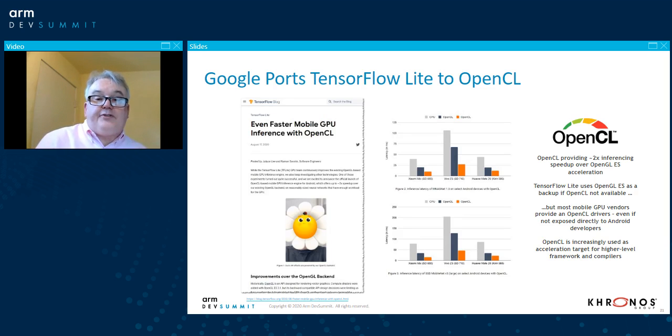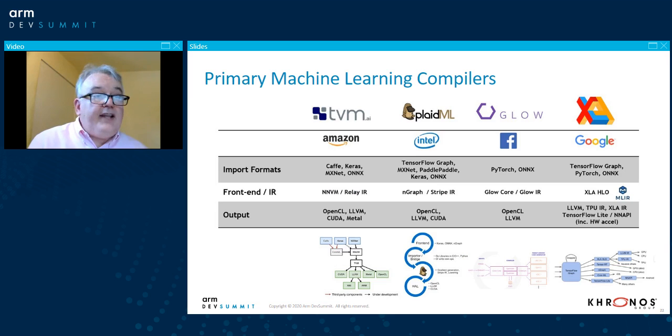As an example of OpenCL's growing usage in the mobile industry, Google recently announced a port of TensorFlow Lite to OpenCL to complement its existing OpenGL ES backend. The OpenCL port delivers twice the accelerated inferencing performance on the same device and over 4 times the performance of unaccelerated inferencing. Even though not officially exposed as part of the Android platform, OpenCL is often provided by mobile GPU vendors, and it is increasingly being used as an acceleration target for mobile inferencing frameworks, as well as video and imaging libraries.